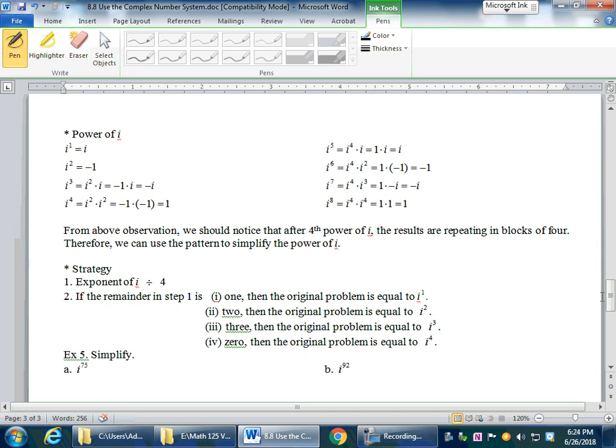i to the fourth power, I can basically write as i squared times i squared, which is -1 times -1, equal to 1. But if you look at i to the fifth power, i to the sixth power, i to the 7, and i to the 8, it repeats the first 4. So therefore, you only need to remember the first 4. And I'm going to show you an easy way to do it.